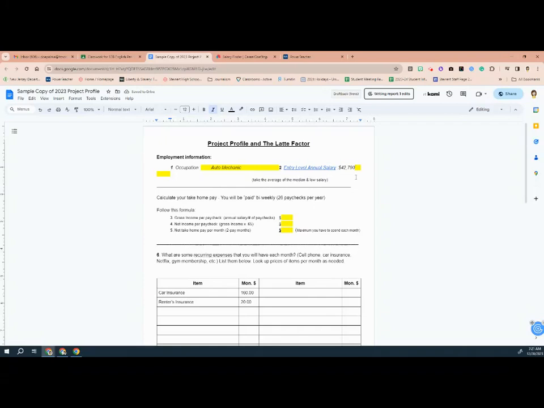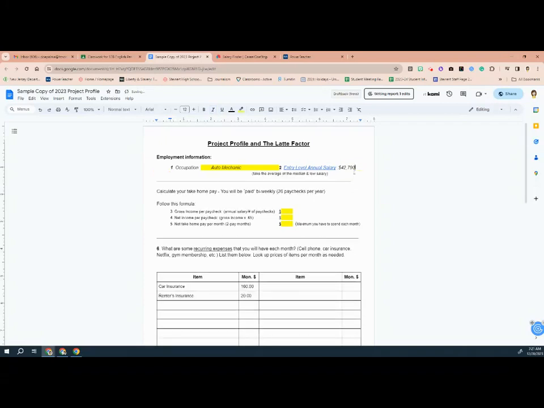$42,790. Don't worry about the highlighting. You can highlight it if you want. I don't care. As long as you have the right number. I don't care if it's highlighted or not. But if it makes you feel better, highlight it. Okay. Now we have to follow the formula.